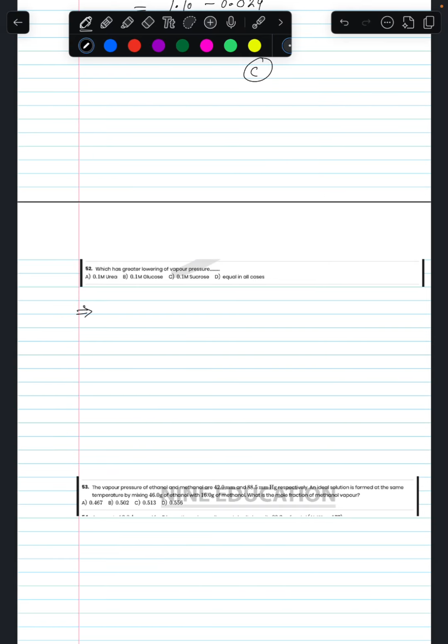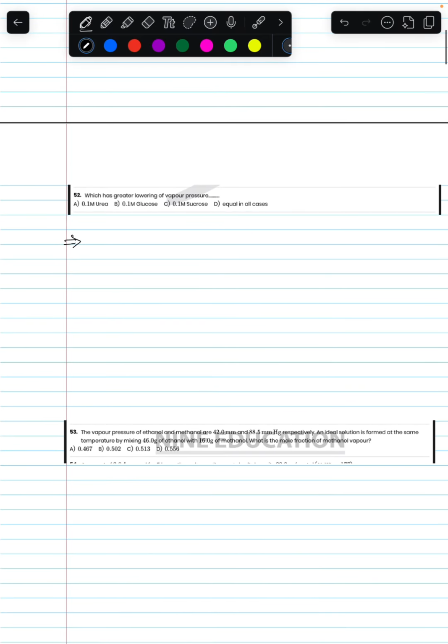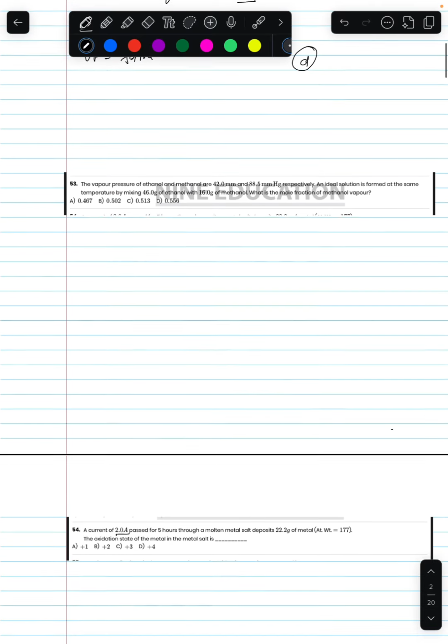Second question is, which has greater lowering in vapor pressure? As we know, vapor pressure depends upon van't Hoff factor i, but here one is urea, one is glucose, and one is sucrose. All three are non-electrolytes, and for non-electrolytes van't Hoff factor is 1, and concentration is also same in all three cases. Therefore, lowering in vapor pressure will also be same. So correct option is D.